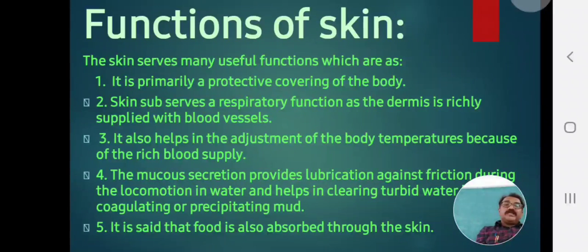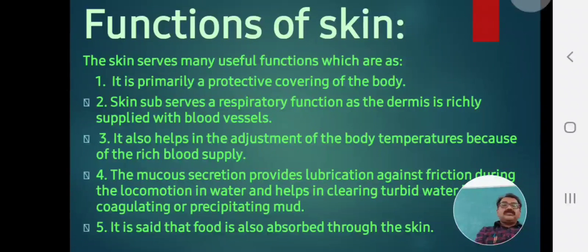Next function of the skin: it also helps in the adjustment of the body temperature. It maintains the body temperature because it is supplied with maximum blood capillaries and blood vessels, and when blood is supplied through these, it adjusts and maintains the body temperature. For that purpose, skin is important.